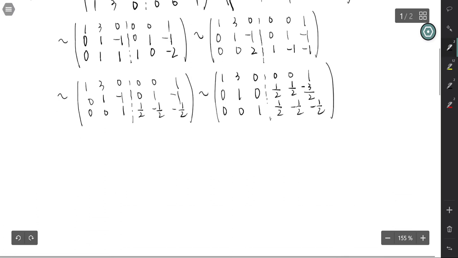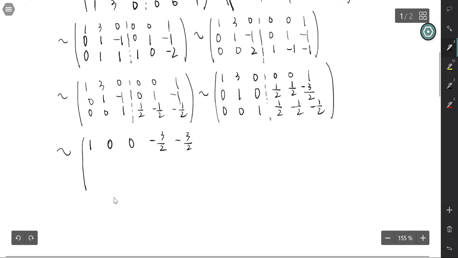And then the first row: subtract the second row multiplied by negative 3, and then add to the first row. So this is 0, that's 0 times negative 3. So that's negative 3 over 2. Negative 3 over 2 times negative 3, and that's negative 9 over 2. That's 9 over 2.